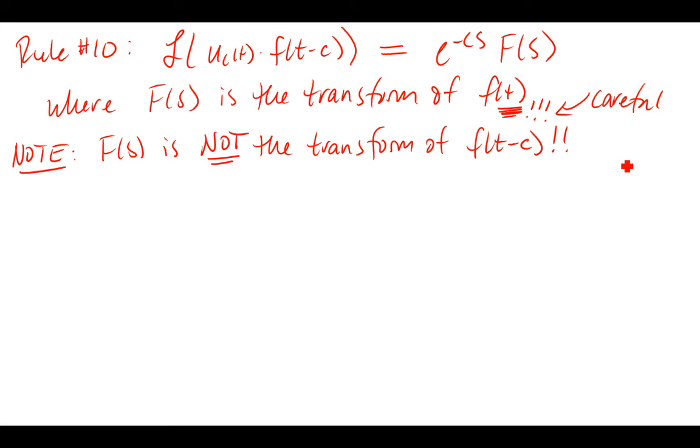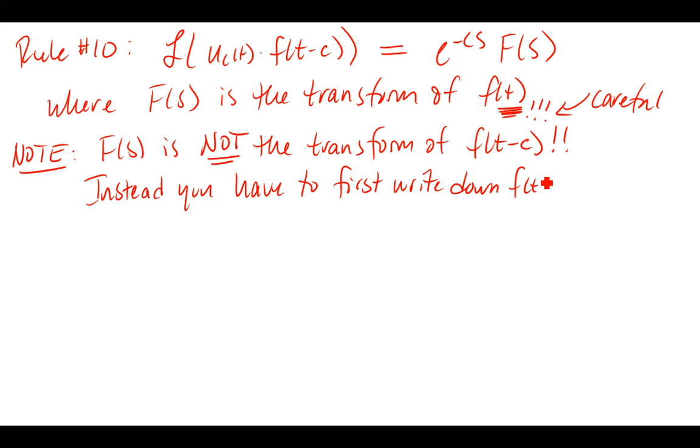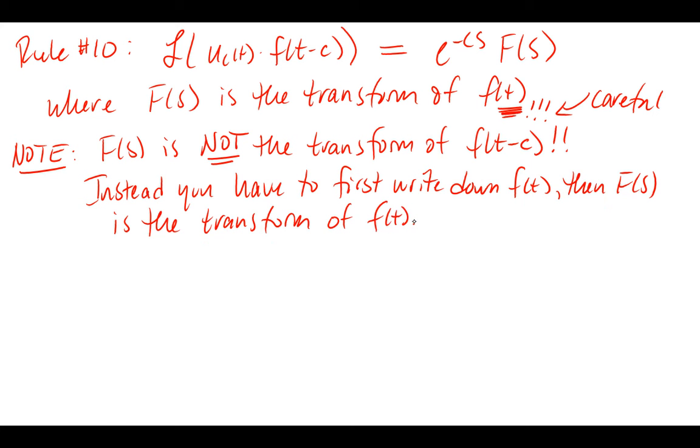Instead, you have to first write down little f of t. So, in other words, from little f of t minus c, you can write down little f of t. Then big F of s is the transform of little f of t. Okay? So I just make a big fuss of this to remember it. You got to remember to do the one important step, which is the shift, or the unshift, depending on the way you look at it.